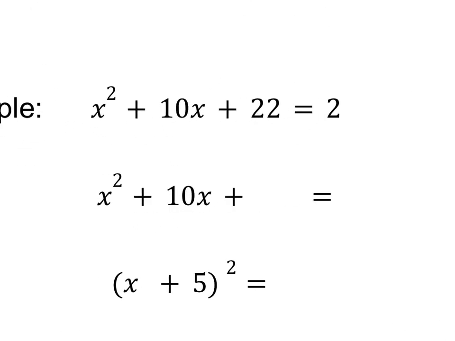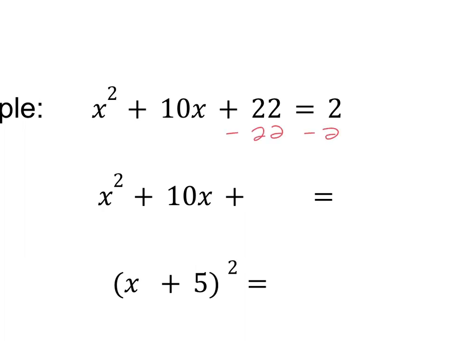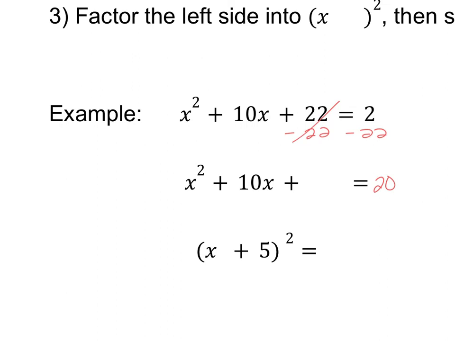So here's our first example. The first step said was to move the constant over. So it's going to be like this, right? So that would give me 20 over here, and those would cancel. Perfect. Okay, so now the next step was to complete the square. So my b is 10, so I'm going to do 10 divided by 2 to the second power, which would be 5 to the second power, which is 25, right?